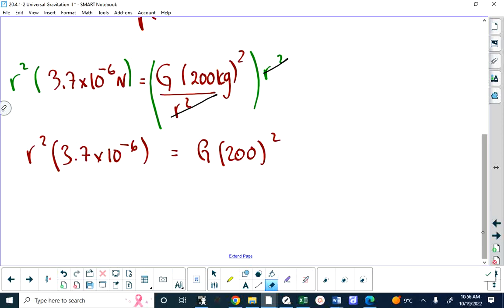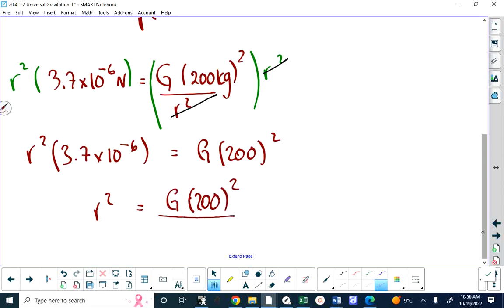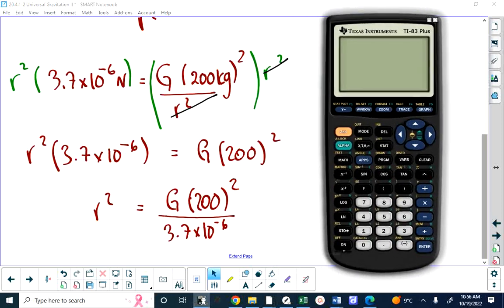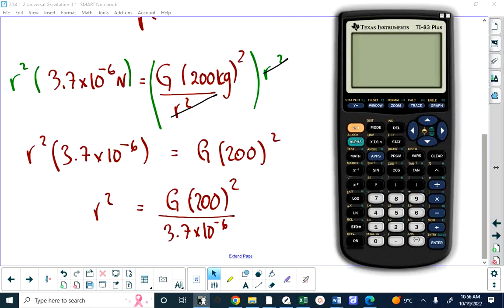So now what I have is that, and now I can divide by this number to get r squared. So I'm going to end up with r squared equals G times that 200 squared over that force of 3.7 times 10 to the negative 6. And we'll finish this, and then I want to talk about the mathematics of rearranging it in a different way. Because as much as I say, oh, that's physics and this is math, we do need to know how to do the math, right? I mean, you have to.